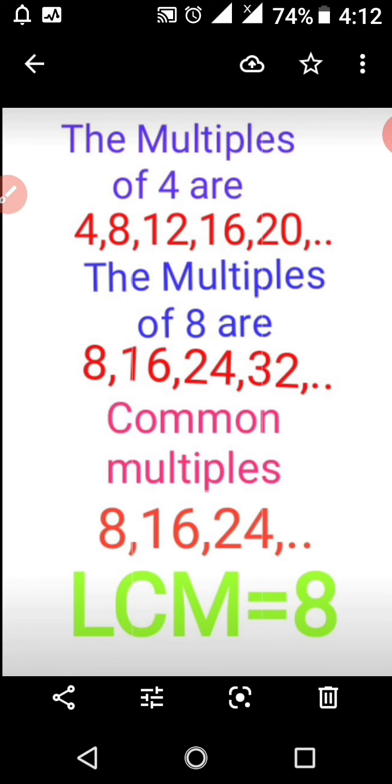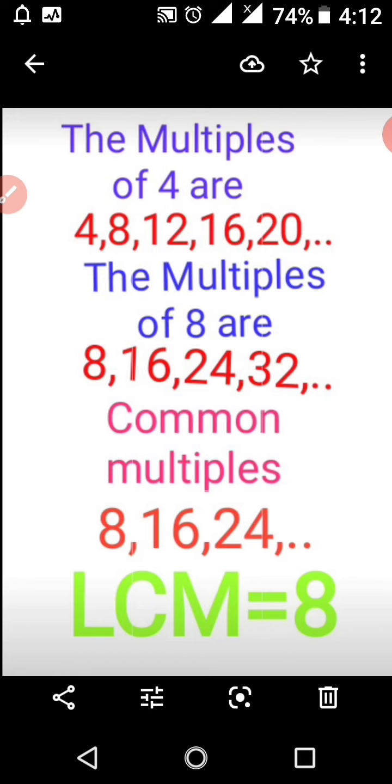In the same way, the multiples of 8 are 8, 16, 24, 32. After 32, what is the next multiple of 8? Simply, from the 8 table, 8 fives are 40. So 40 is the next multiple of 8 after 32.